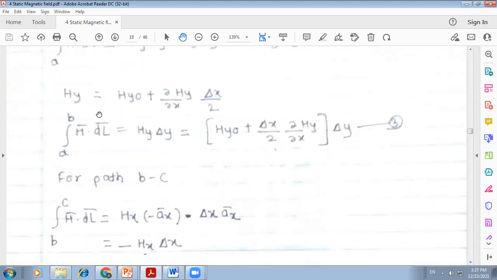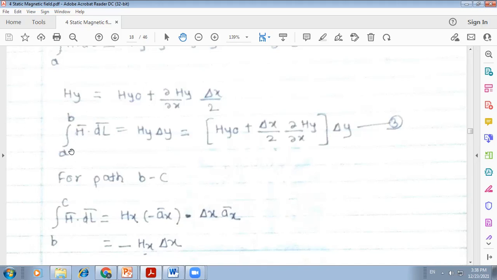Here first you have to write the equation by considering the center, that is Hy0 plus ∂Hy/∂x. It is changing with respect to x. That's why ∂Hy/∂x of this Hy into the distance from point P to that line, that is delta x upon 2. Now we have to put this in the equation.